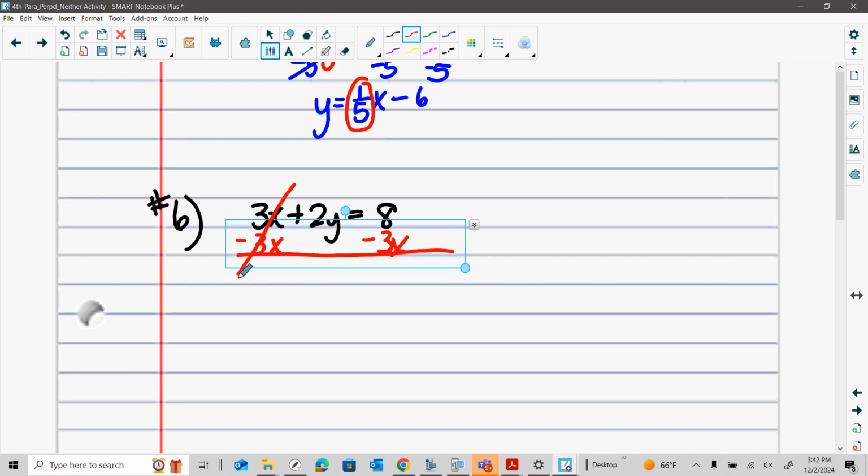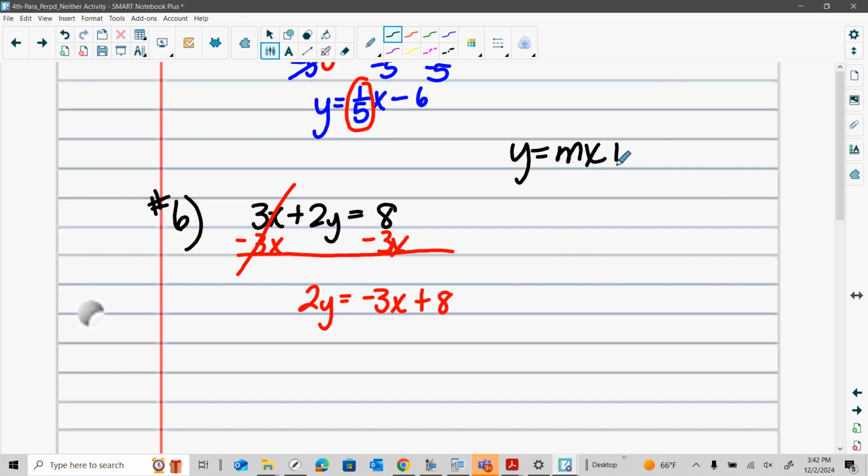Okay, 3x cancels on the left. Just rewrite this as 2y equals, put the x term first, minus 3x plus 8. We'll put the x term first because we want it to look like slope-intercept form, which is mx plus b. Okay, so we're trying to get to this m. Now, because there's a number in front of the y, and we don't have a number in front of the y in that form, that means we need to divide to get rid of that number.